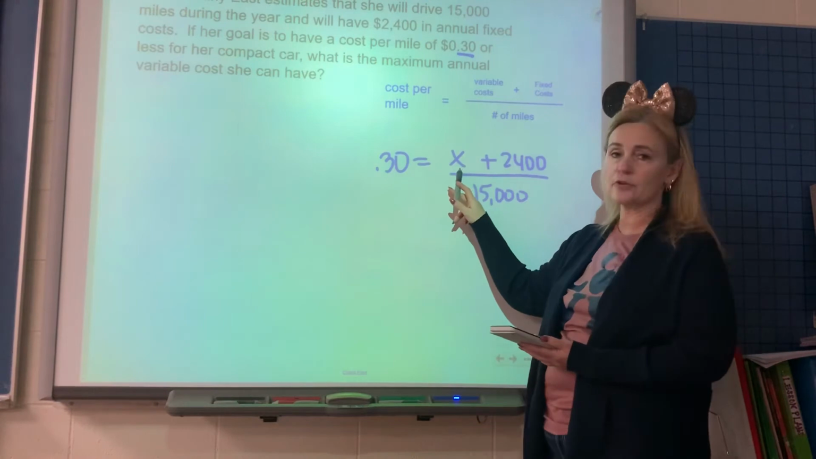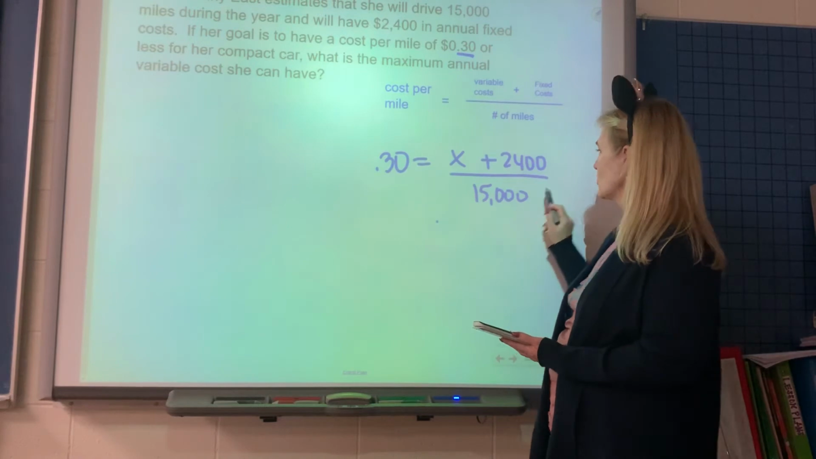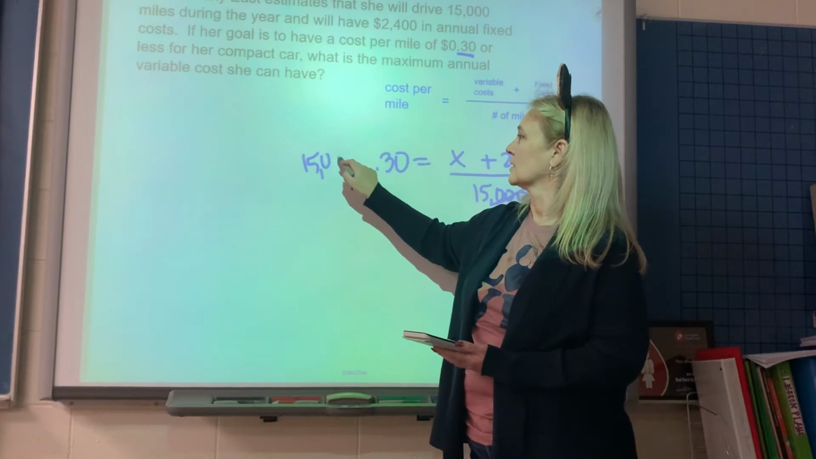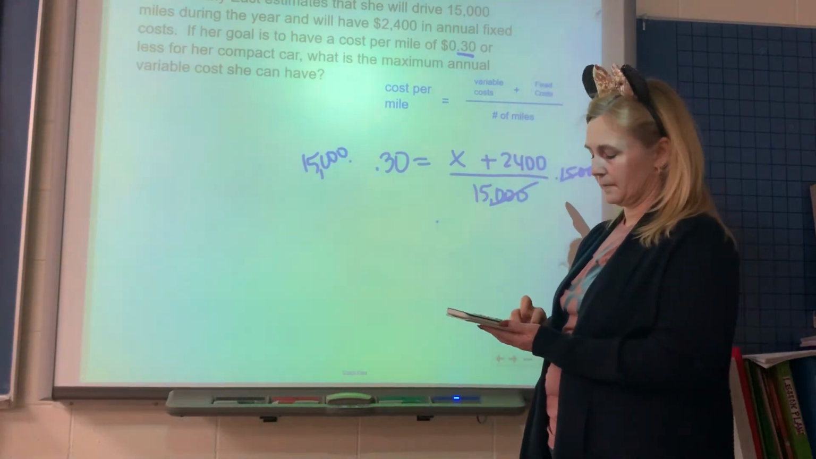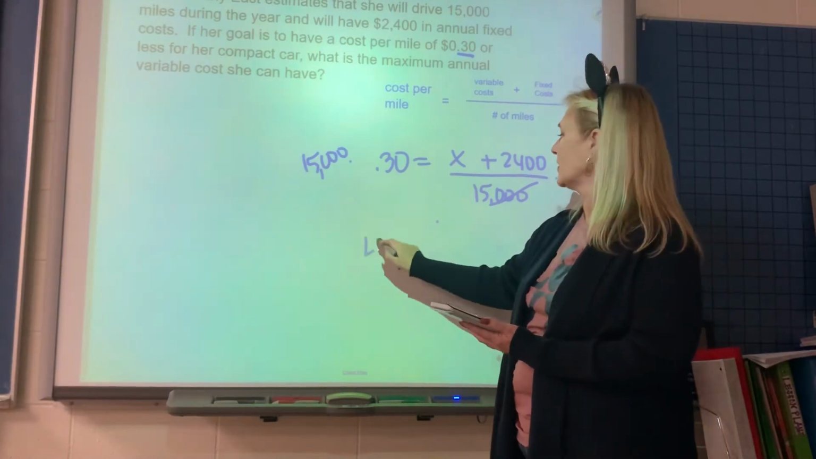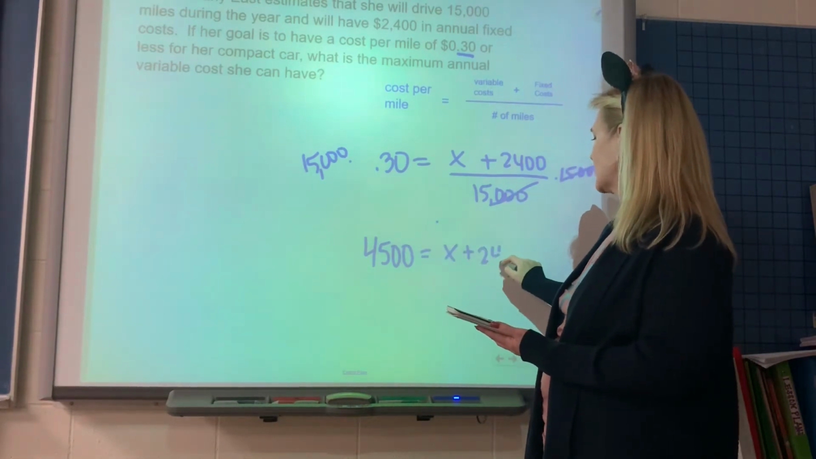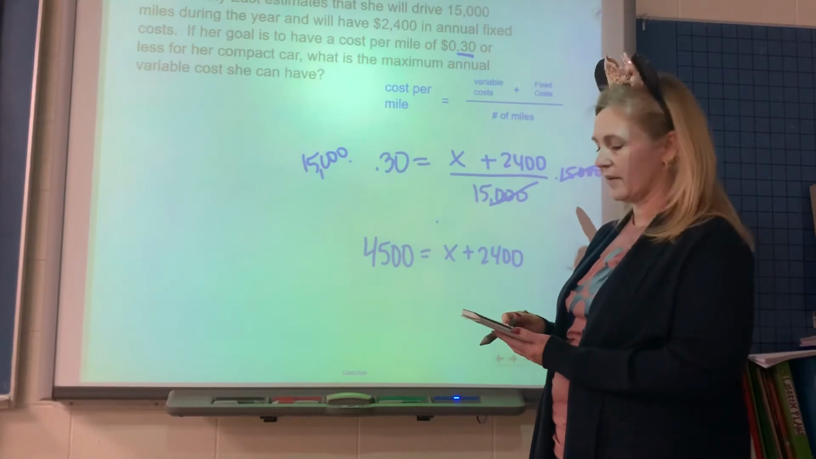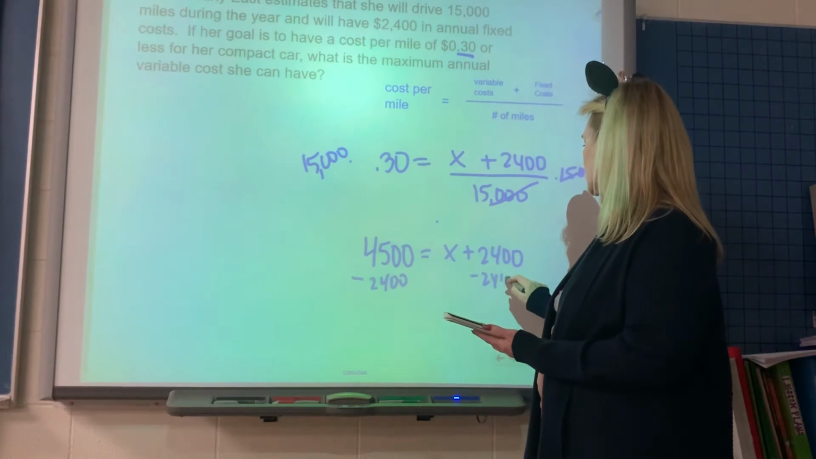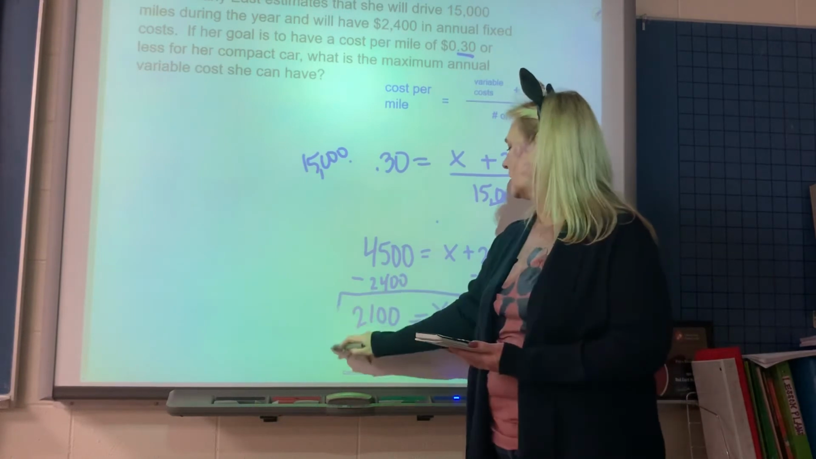Our variable is here, so the first thing you want to do is take this number from the bottom and move it to that side. Since they're dividing by 15,000, you're going to multiply by 15,000 on both sides. So 15,000 times 0.30 would give you $4,500 as the cost added up. Variable and fixed added up can't be more than $4,500. So now subtract the 2,400 over to this side. You get X equals $2,100. That would be the most.